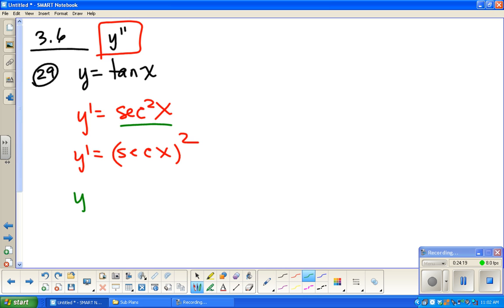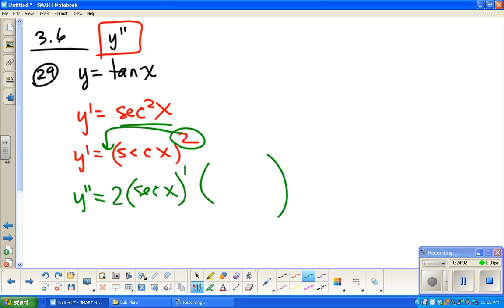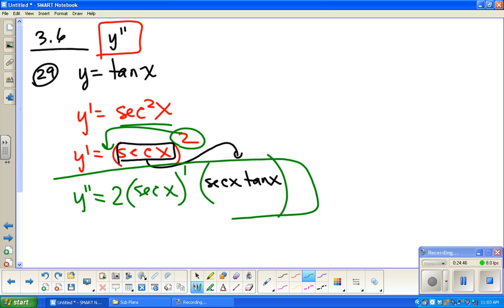So y double prime then, I have to do the power rule. It's going to be 2 times something to the 1 now. That something is still secant of x. And now I'm going to multiply by the derivative of the inside. So this is the inside, and the derivative of secant is secant tangent. This is done. If you are thrilled with that, then so am I.